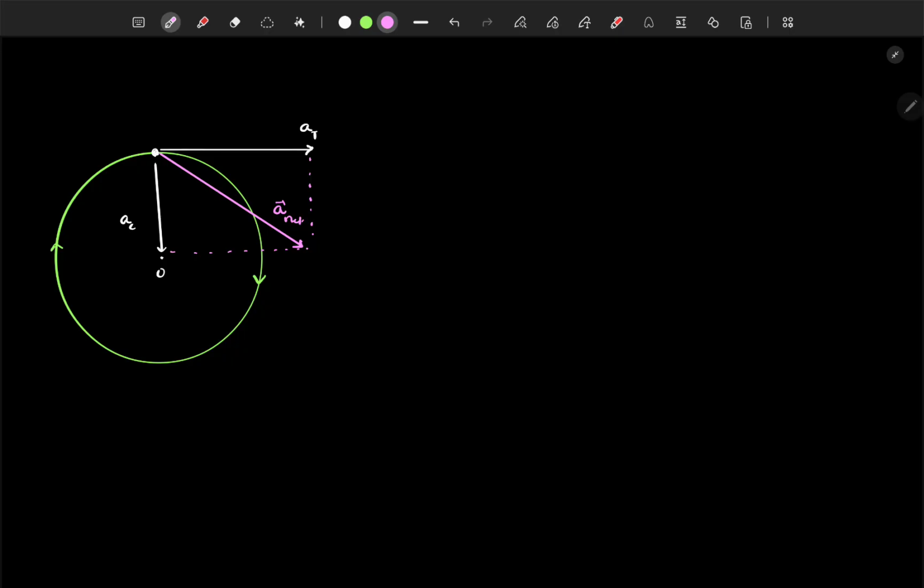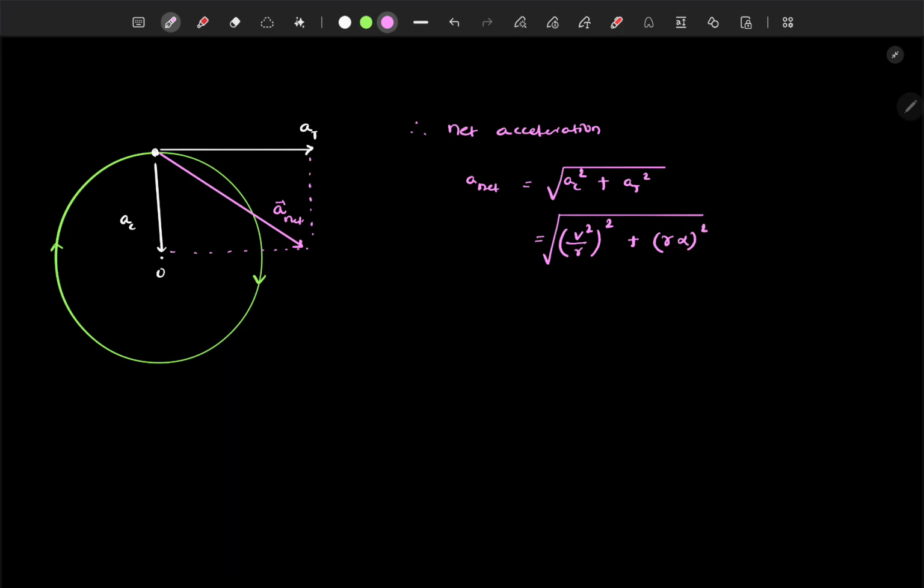So as AT and AC are perpendicular to each other, thus we can write net acceleration a net. Its magnitude will be the root of AC squared plus AT squared. AC squared means (v squared by r) whole squared, plus AT, which we have written as r alpha, whole squared, then root over. Then as per the given data we can put the values, and further proceed towards the solution. This is about your net acceleration.